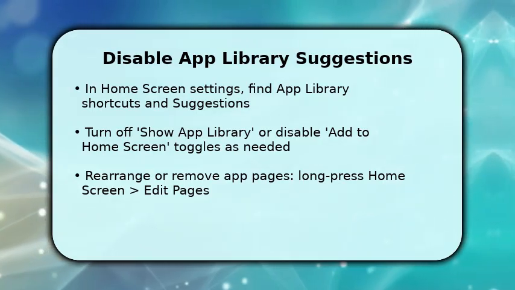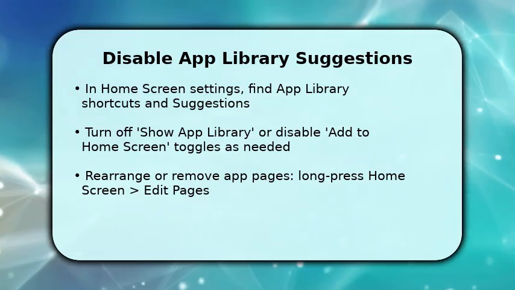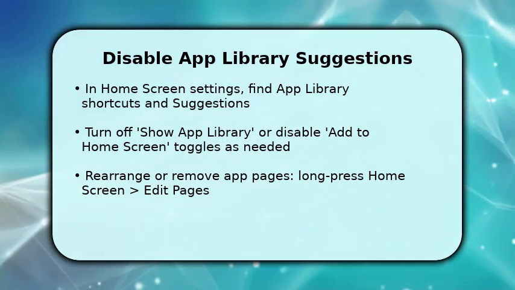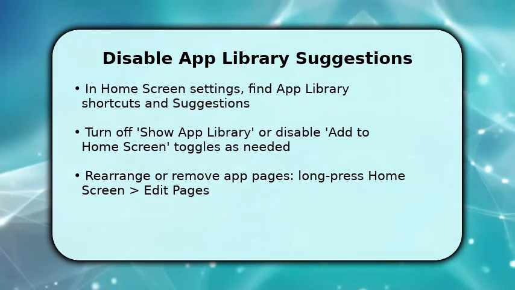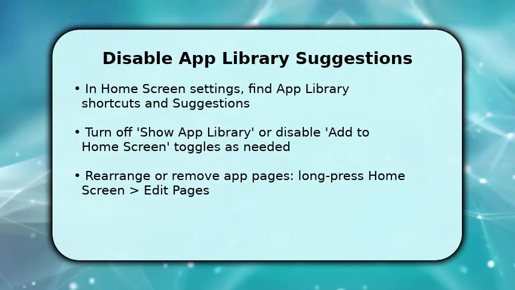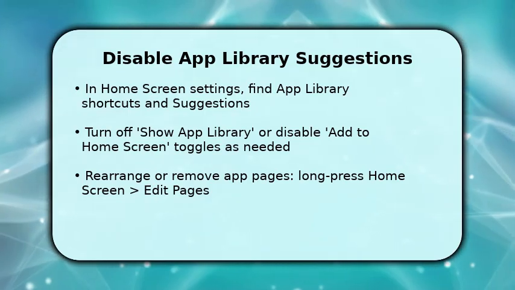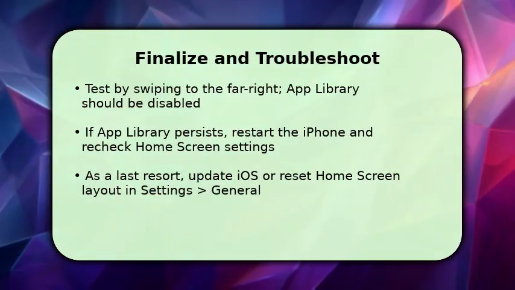Toggle off Show App Library to stop auto-opening the library when you swipe left past the last page. If you prefer, disable automatic app placement by turning off Add to Home Screen so new apps don't populate there. Once done, press the home indicator or swipe up to return, then long press the home screen. Choose Edit Pages and remove any pages.